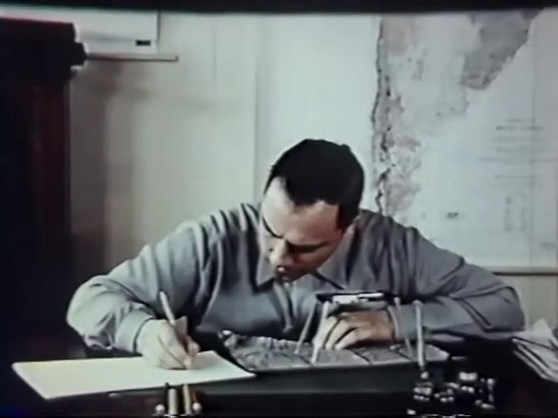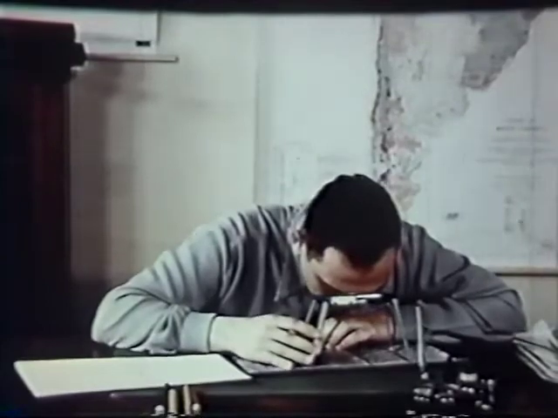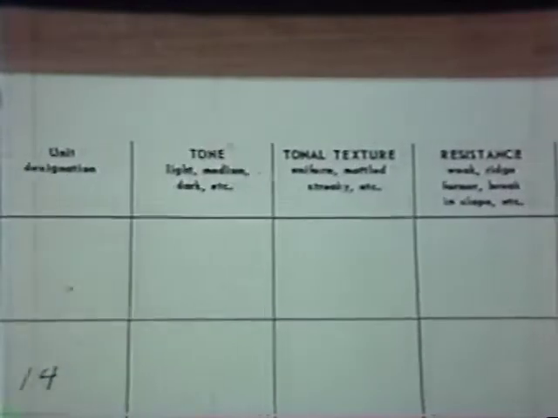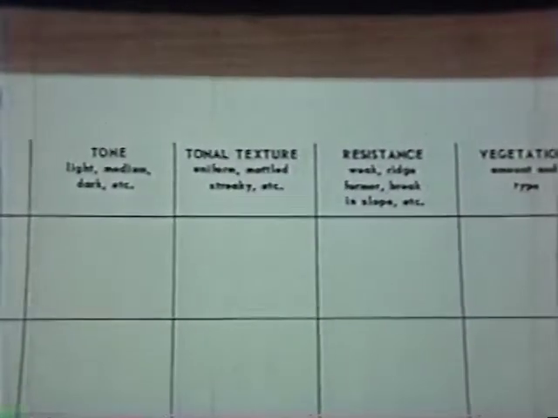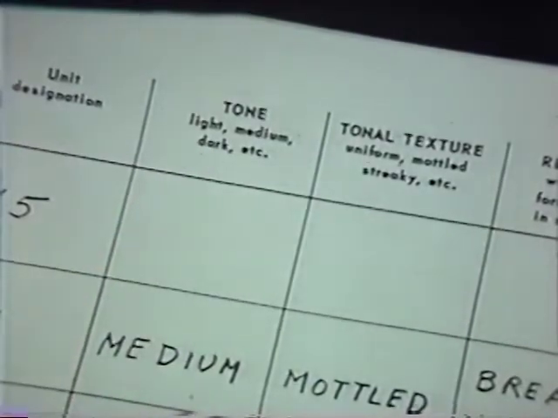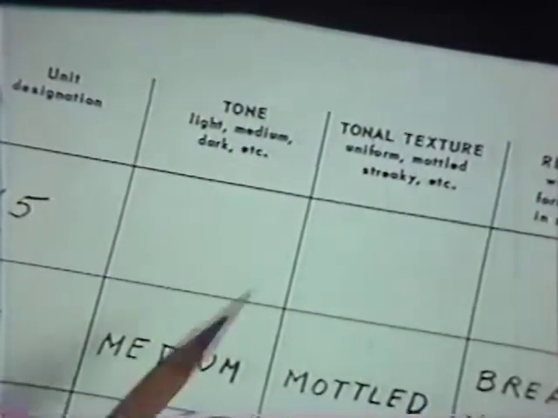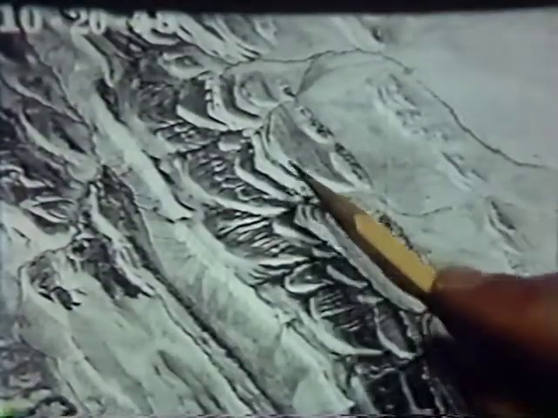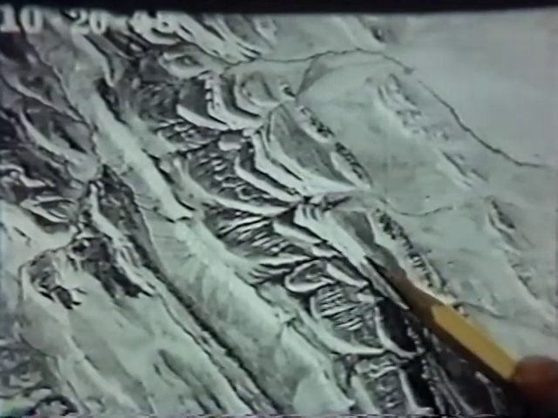As his study progresses, the geologist prepares a stratigraphic section from his analysis of the photographs of the study area. A convenient scheme for differentiating geologic formations on the photographs is a compilation sheet, such as this one. Examples of column headings that may be used are tone. This is a shade of gray or white or black in which the formation appears on the photograph. Tonal texture. This refers to the appearance of the tone, such as uniform, mottled, or streaky.